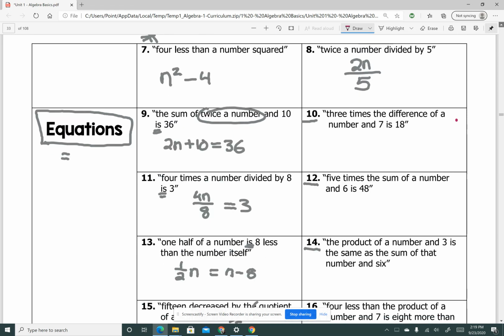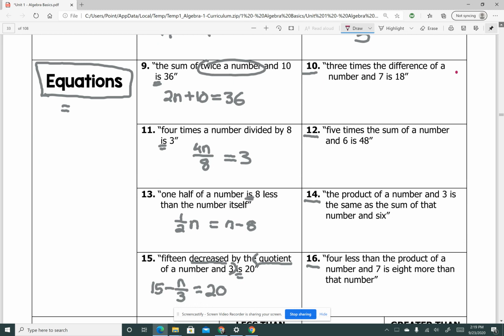Okay, number 10, 3 times the difference of a number and 7 is 18. So the difference of a number and 7 will be in parentheses. 3 times a number and 7, that's our turnaround phrase, is 18. And you would need to distribute that 3 through the quantity of n minus 7 in order to solve that problem.